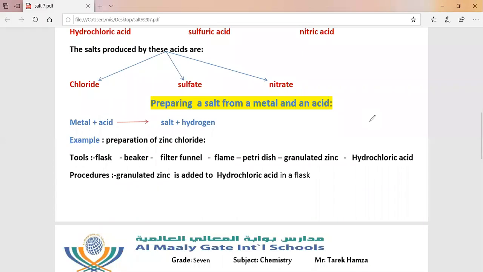Preparing salts from metal and acid. When metal reacts with acid, it produces salt and hydrogen. It is a common equation. Example: preparation of zinc chloride.